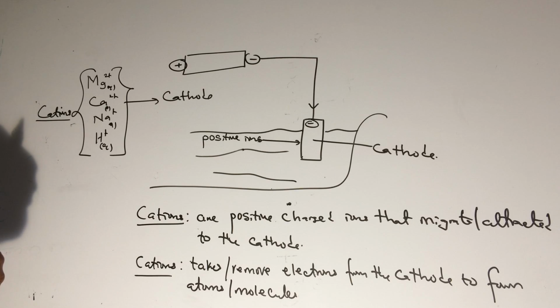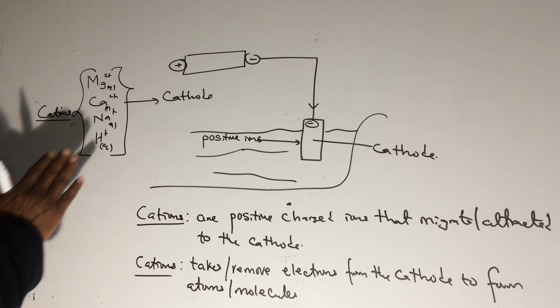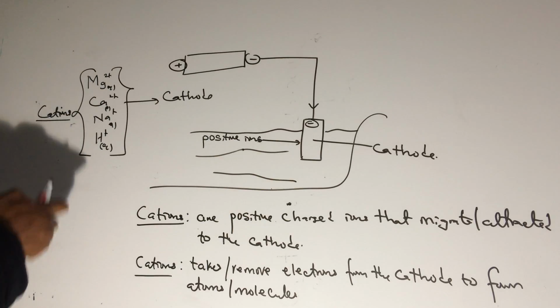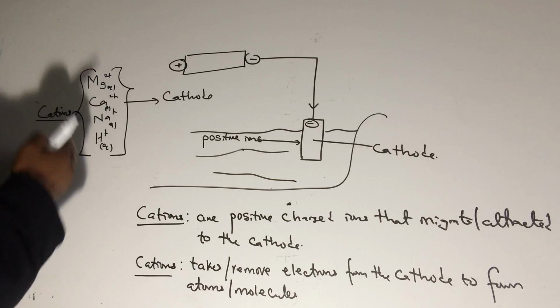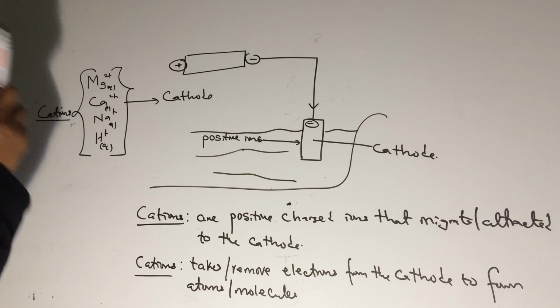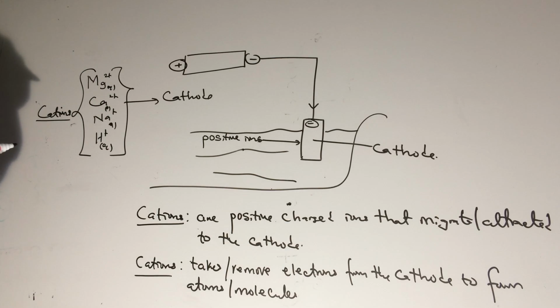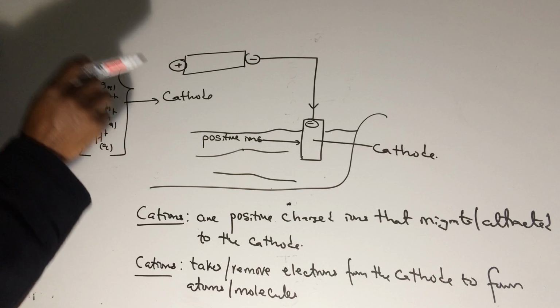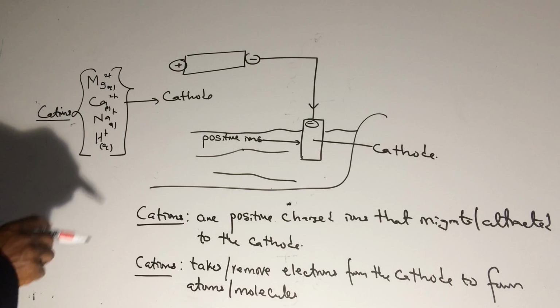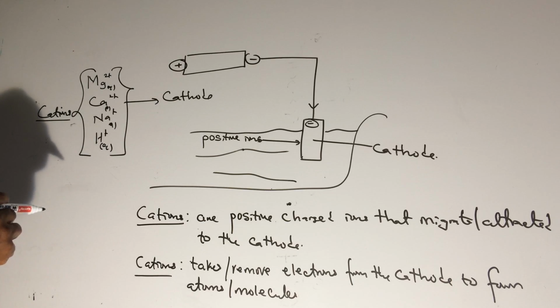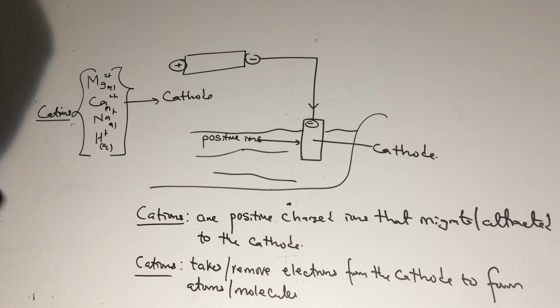the electrochemical series. So those cations all migrate here, and one of them will, not all of them, one of them will collect or remove electrons to be discharged at the cathode. So the cations take electrons from the cathode to form atoms or molecules.